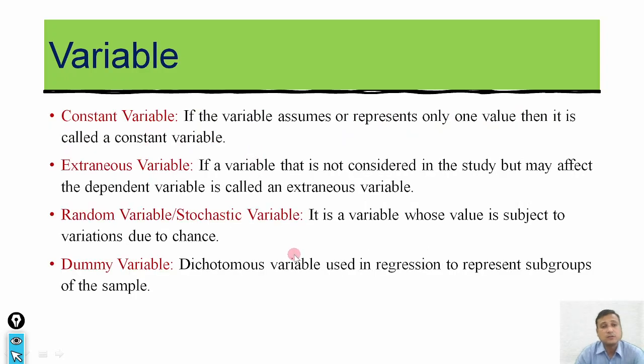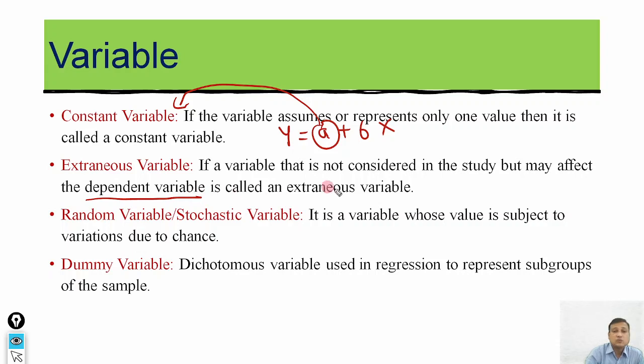Now let me take you to the next slide. Here are the other more specific variables listed. Constant variable: if the variable assumes or represents only one value, then it is called a constant variable. In a regression analysis, if I say y is equal to a plus bx, this a is a constant. Extraneous variable: a variable that is not considered in the study but may affect the dependent variable. If we have considered x but there is some z which is affecting this y, then this z is known as an extraneous variable.